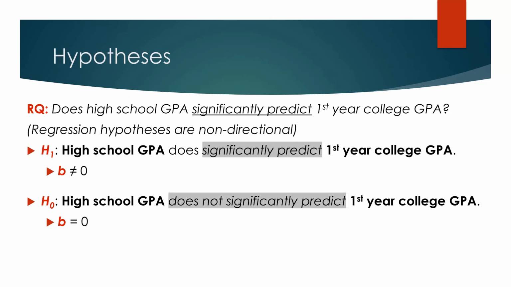Now, how do we do our hypotheses? Well, the benefit about regression hypotheses is that they are always non-directional. So the question will be non-directional, the hypotheses will be non-directional. So the question asks, does high school GPA significantly predict first-year college GPA? The alternative says it does significantly predict. The null says it does not significantly predict. Essentially, the alternative is saying that the slope will not equal 0. Because if it doesn't equal 0, it means there's some type of predictive relationship there. The null says that it will equal 0, because when b equals 0, there is no predictive relationship between your variables.